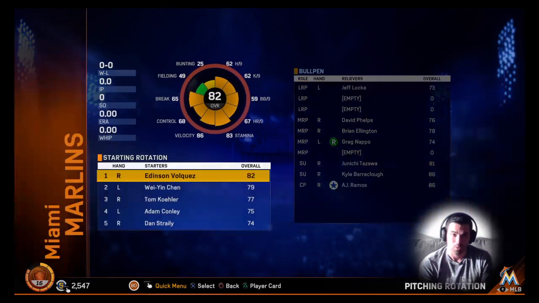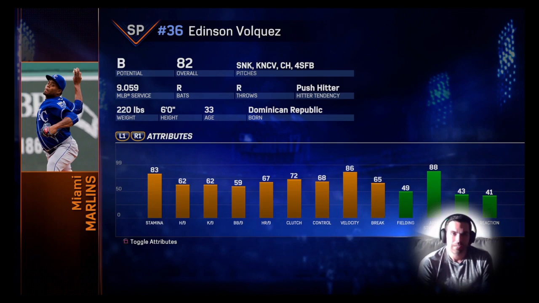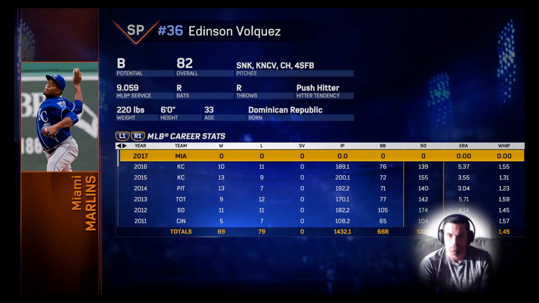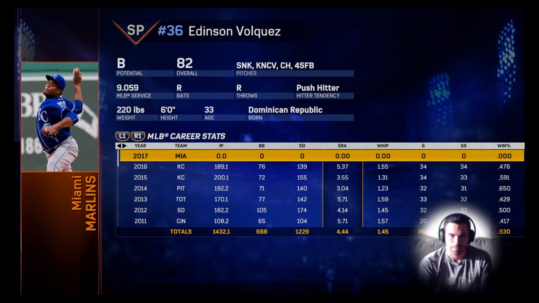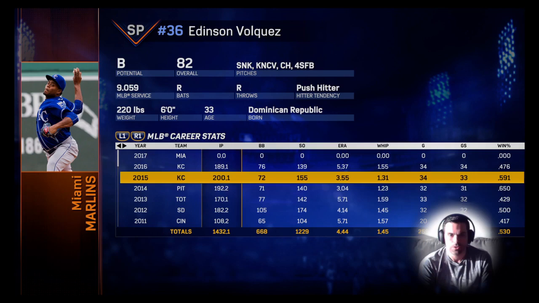Edinson Volquez is kind of our number one guy here, really just because he's got some decent stamina, but he did not have a good year last year. If we look at traditional stats, his ERA is 5.37. Let me slide over so you can see around my picture. 5.37, and he's pitching full seasons, right? 189, 200 innings. He's pitching full years these last 4 or 5 years.